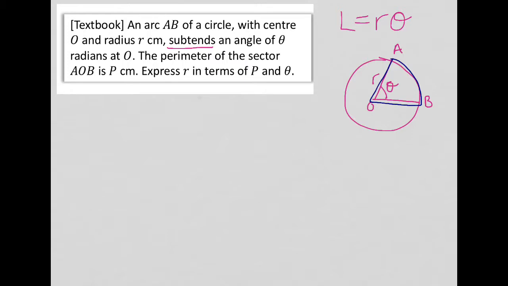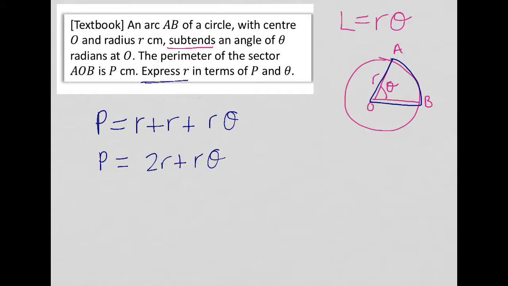So my perimeter P is equal to R, add another radius, add my R theta. So my perimeter is equal to 2R plus R theta. Now it wants me to express R in terms of P and theta, so that means that it wants R equals. So to do that, I factorise out my R.